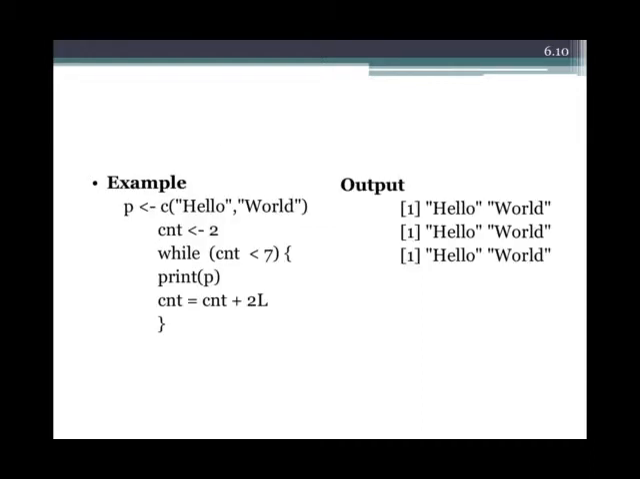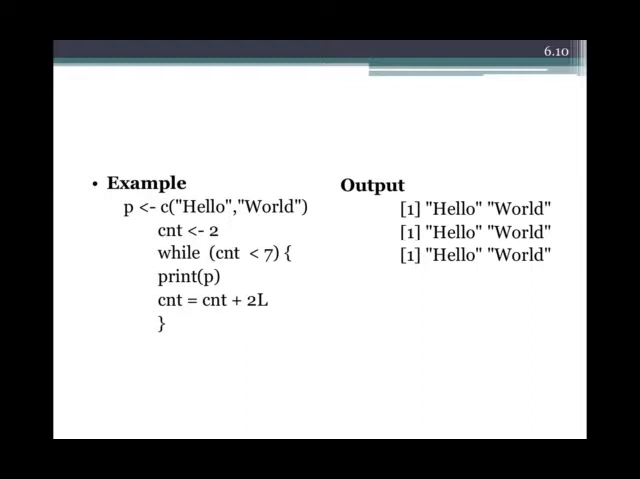Our example is we have the string hello world assigned to a variable p. We have set the count cnt as 2. And we have said while the count is less than 7, initially it will be true because 2 is less than 7, you print the value of p. So when we print the value p, if you see on the right side, we have the output hello world.